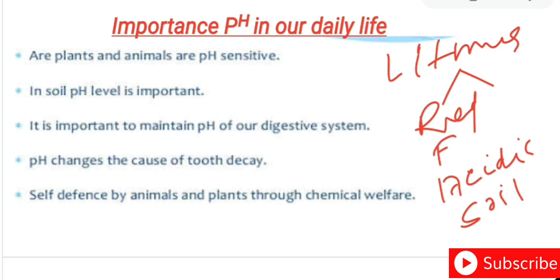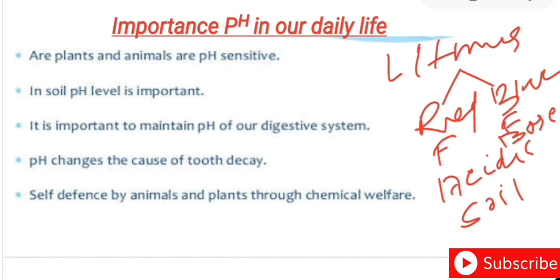And a blue flower in basic soil. Okay. Now the pH level is important because you know that there are many crops which grow in the alkaline soil. There are many crops which love to grow in the acidic soil.